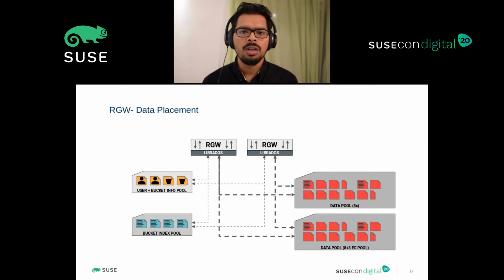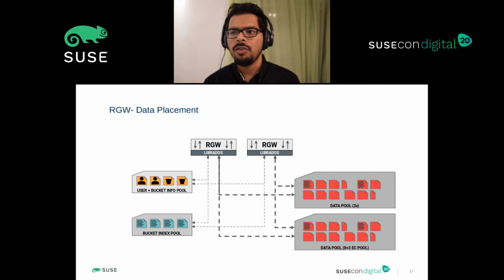So how we do it underneath is we actually have this concept of namespaces in RADOS pools. Users fall in one namespace and then bucket info falls in another namespace. And then you have a pool that actually stores the index of objects in a bucket. So that's called the bucket index pool. It's generally recommended that you use an SSD for this because index operations can be faster that way.